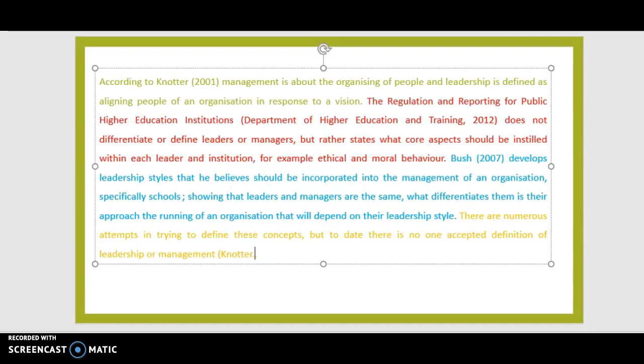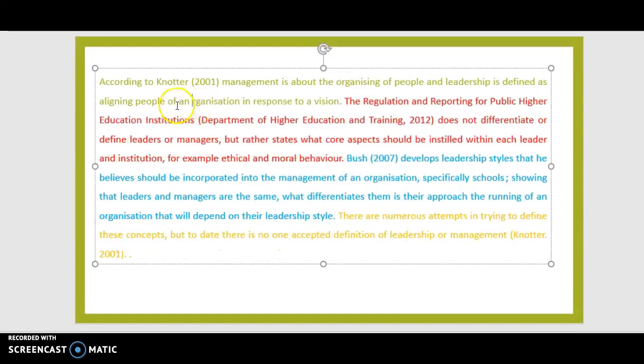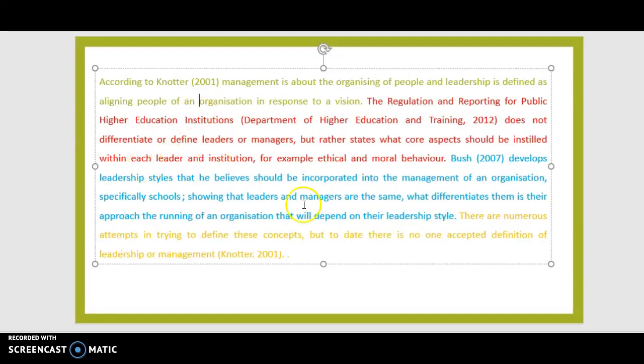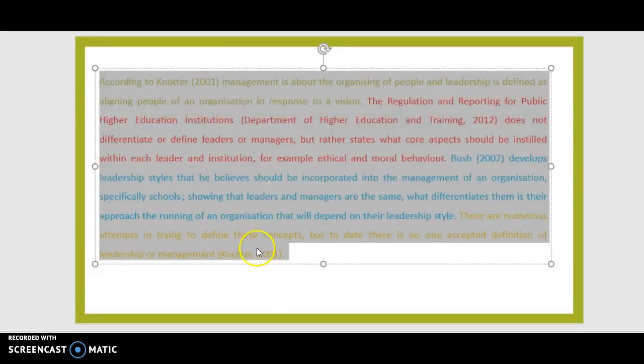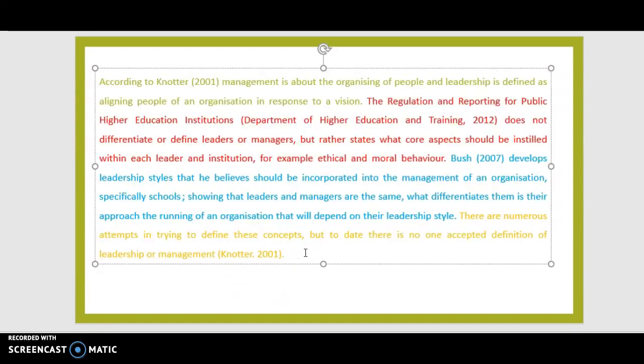If I put Notta here, then what it's saying, if I put Notta here at the end of the paragraph, and for argument's sake, all these were taken out, this Bush, Department of Higher Education, and Notta, as a marker, I cannot see which part of this paragraph is from Notta, which part of this paragraph is from the student, and which part of this paragraph might be from another source. And that's why you very, very seldom put a reference at the end of a paragraph.